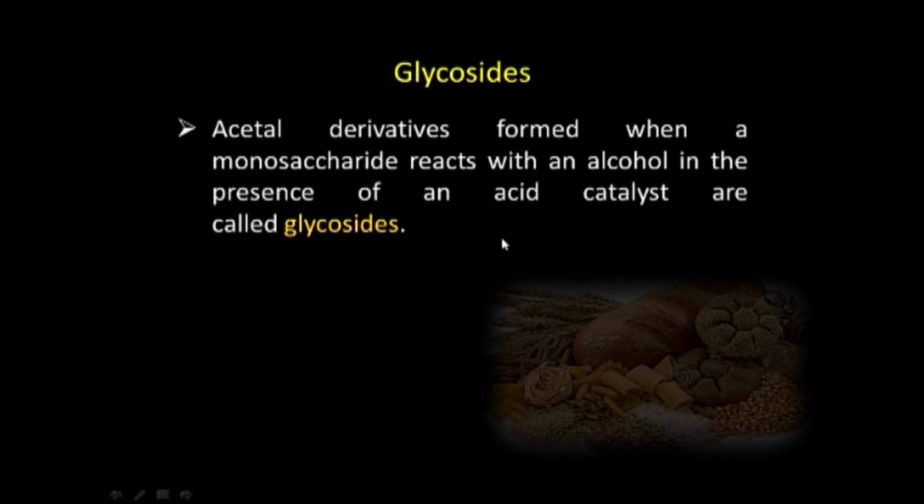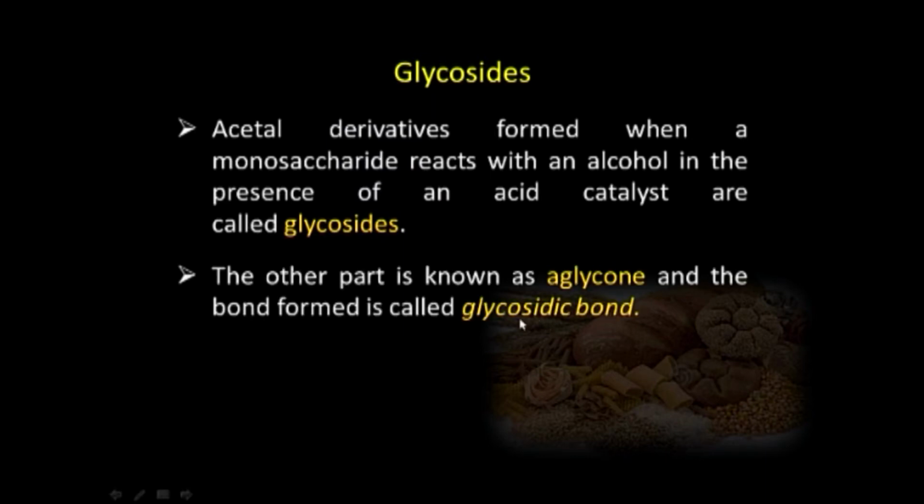One of the hydroxyl of the chain adds on to the aldehydic or ketonic group, and we already have the hemiacetal structure because after reaction with one molecule of alcohol, the compounds which are formed, which we are calling as glycosides, they behave like acetals. Now, whenever a glycoside is formed from a monosaccharide, the other part which is not the monosaccharide part is called aglycone, and the bond formed is called a glycosidic bond.